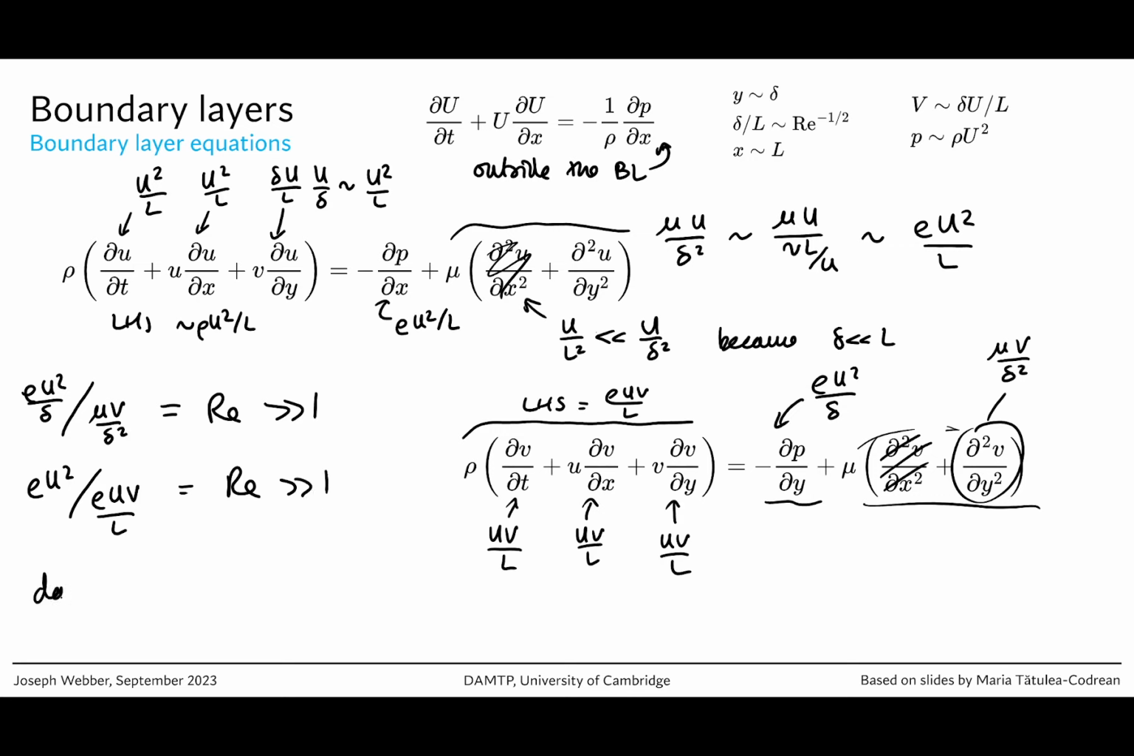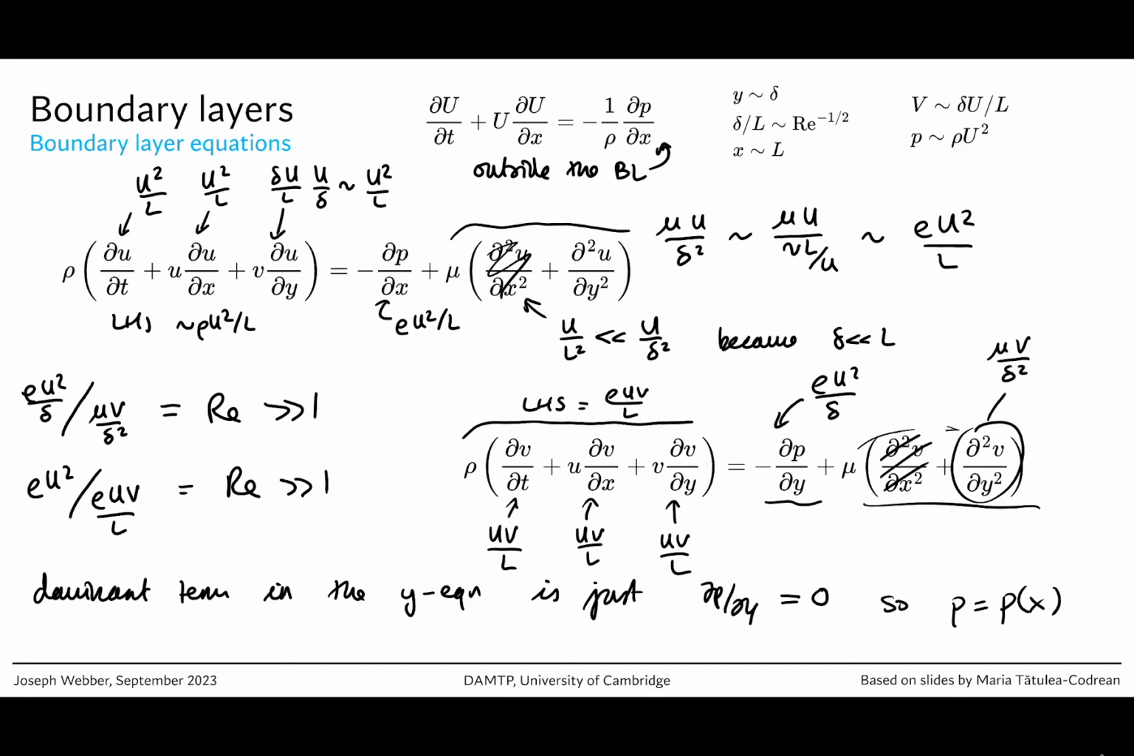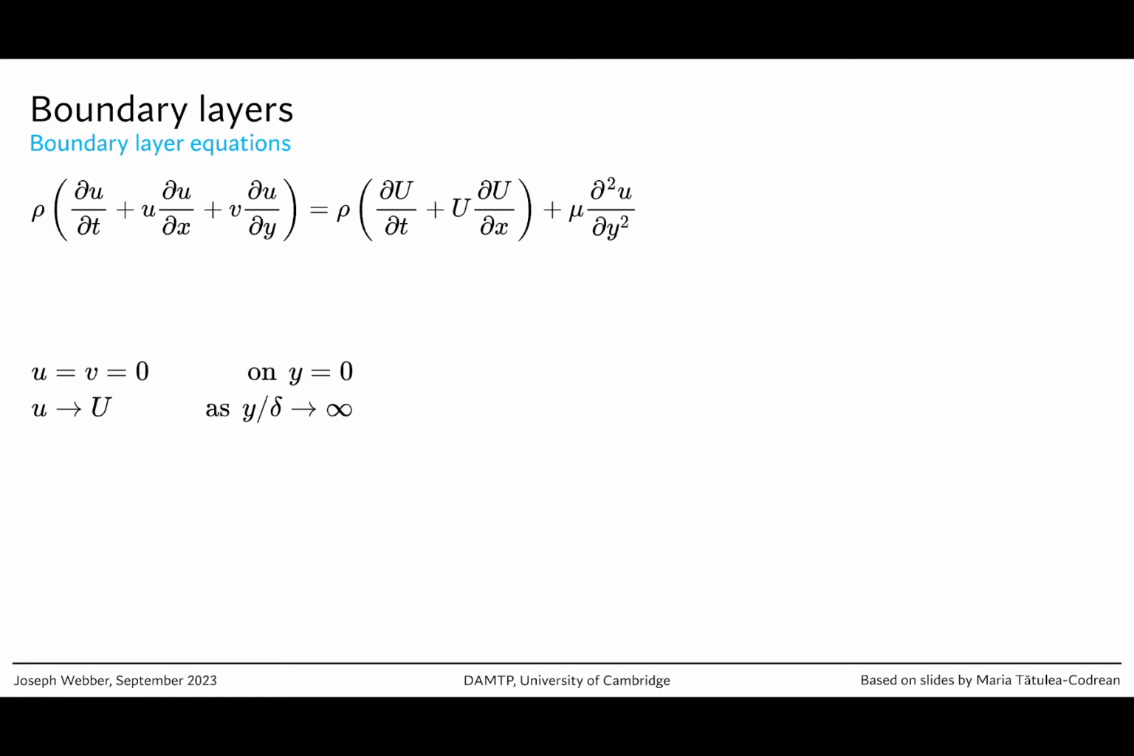And so the dominant term in the y equation is just dp by dy, which equals 0. So pressure is just a function of x in the boundary layer. It does not depend on the vertical direction. Okay, so if we collect all of this together, we end up with the horizontal equation here.